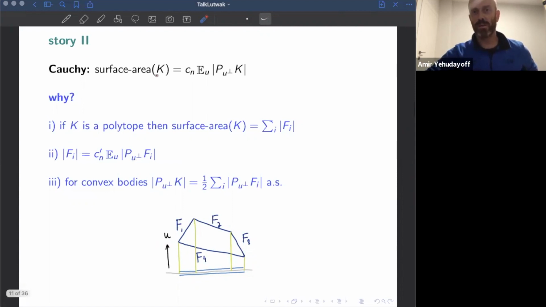The first thing is, if K is not a general convex body, but a convex polytope, then the surface area is just the sum of the areas of its facets. Just partition the surface into its facets. So this is one statement. A second statement is that once you focus on the projection of a single facet in a random direction, this number is exactly the area of the facet.